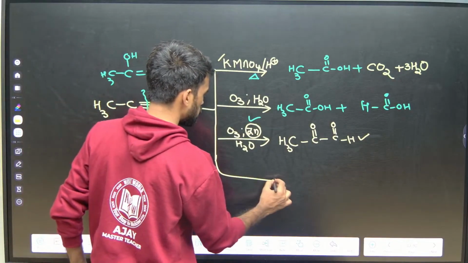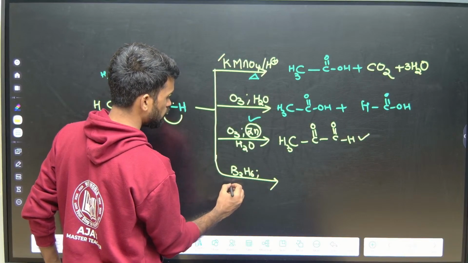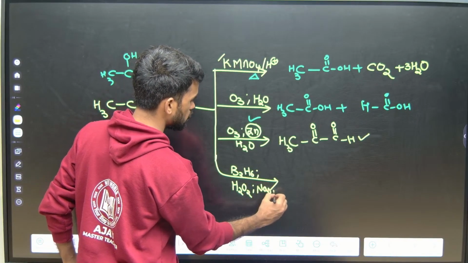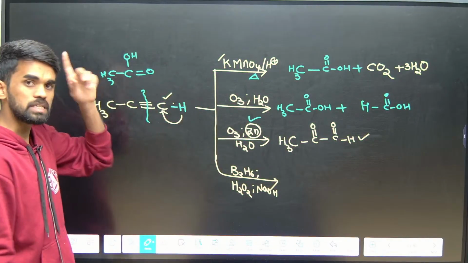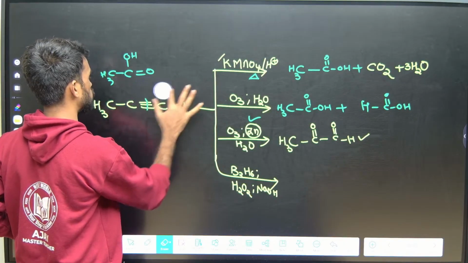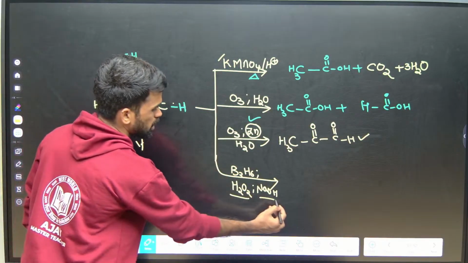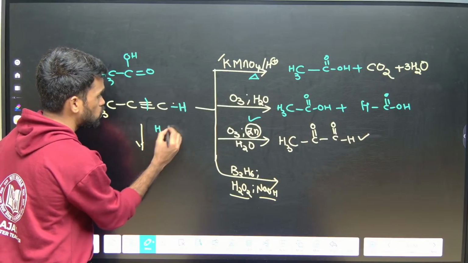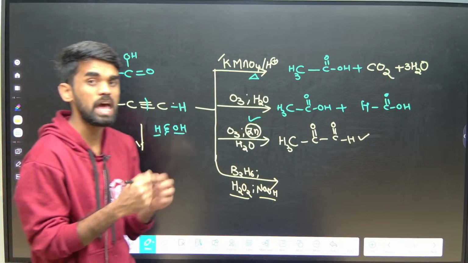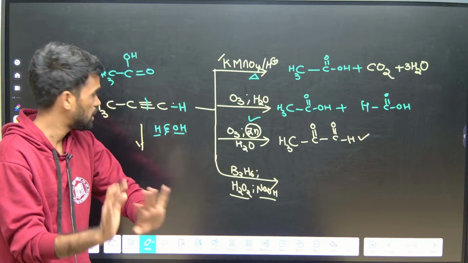Now what about hydroboration? If you treat this with B2H6 in the presence of H2O2 and NaOH, what happens here? We discussed hydroboration during our alkenes chapter also. Hydroboration in a basic medium is nothing but adding one hydrogen and one OH. So where to add this hydrogen and this OH? This simply follows anti-Markovnikov rule addition.